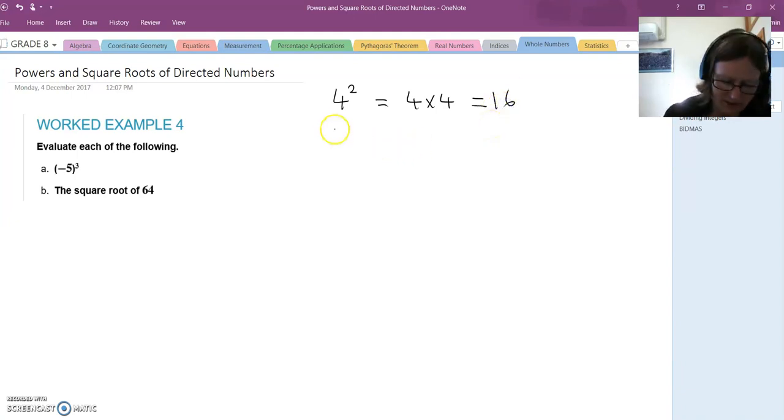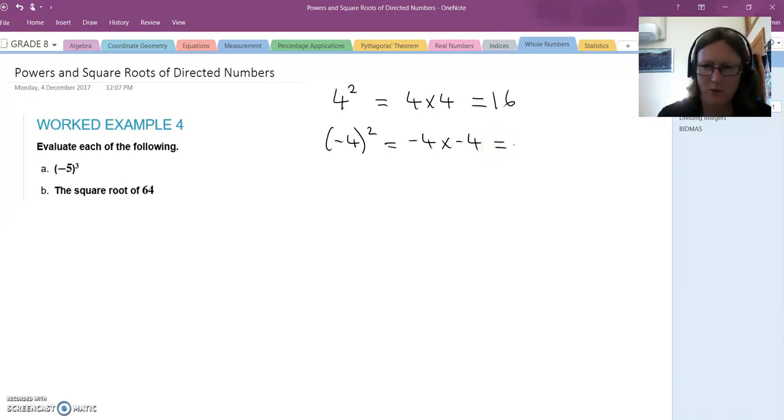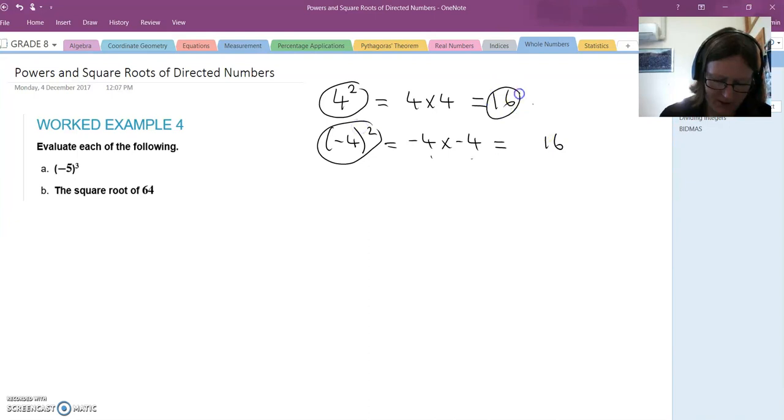But let's look at negative 4 squared. Negative 4 squared means negative 4 times negative 4. Remember from our multiplying integers video, we look at the numbers. 4 times 4 is 16, and a negative times by a negative gives us a positive. So both 4 squared and negative 4 squared give us an answer of 16.